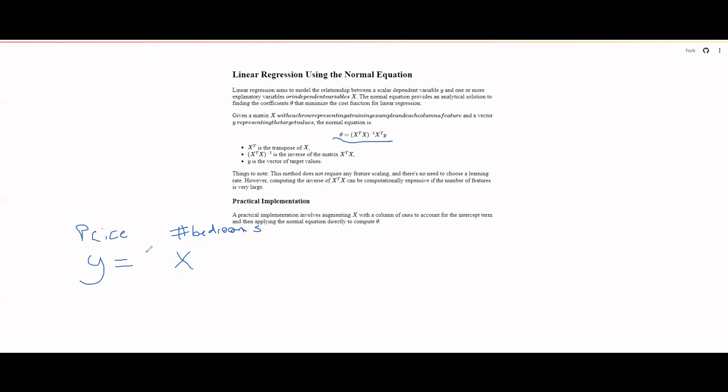What we want to find, the problem that linear regression solves, is finding this parameter beta or theta, as we're going to use it here. And this parameter is what we're going to call the link. So how are these two things linked?